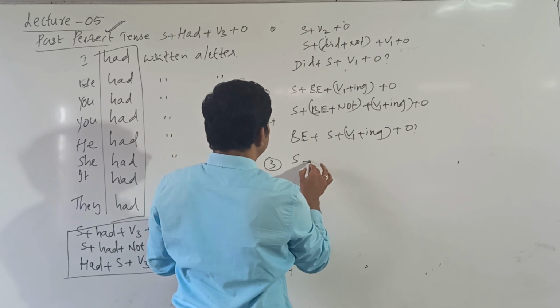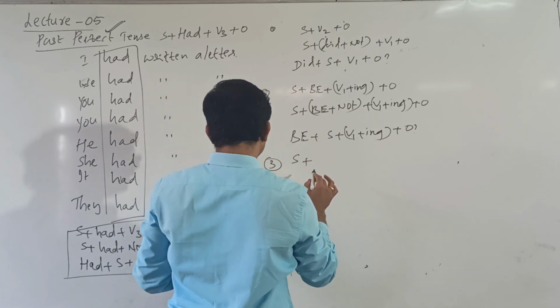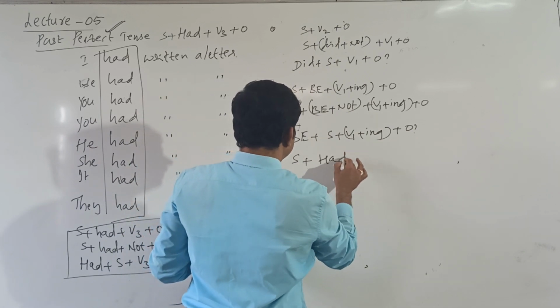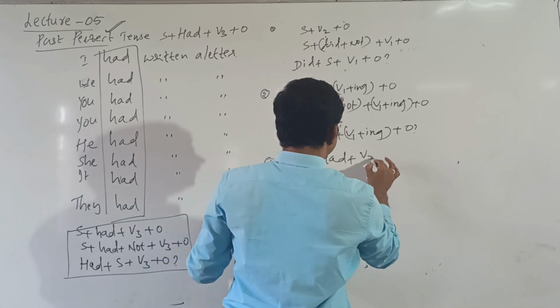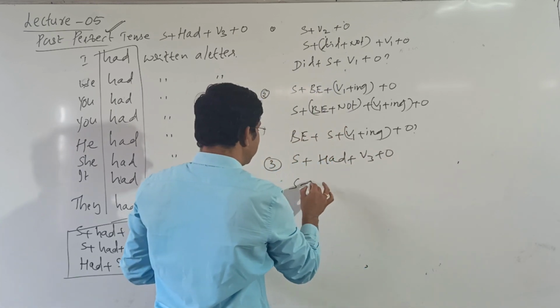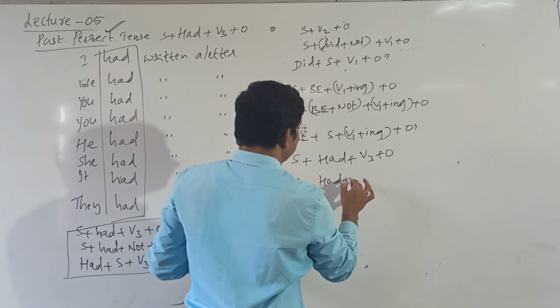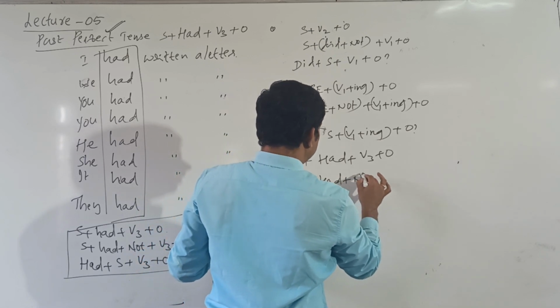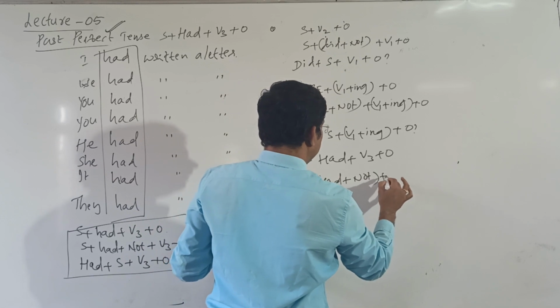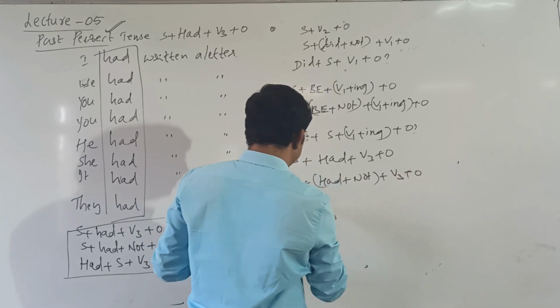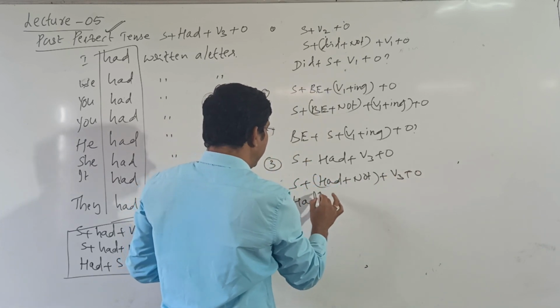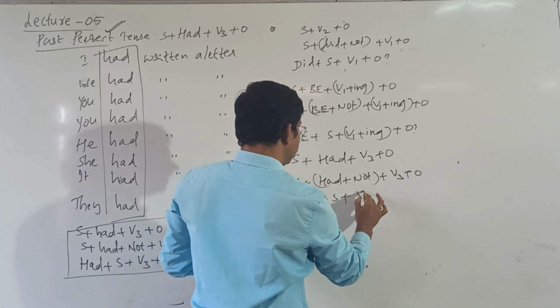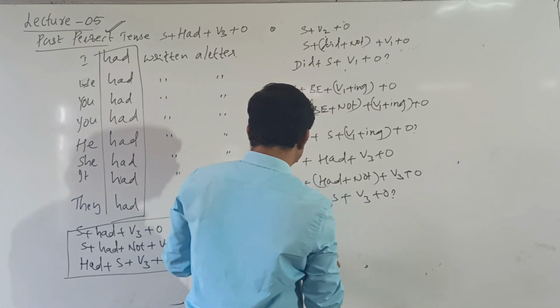Okay, next, third, yes plus perfect tense. Here, had plus V3 plus object, yes plus had plus not plus V3 plus object. Next, had plus yes plus V3 plus object.